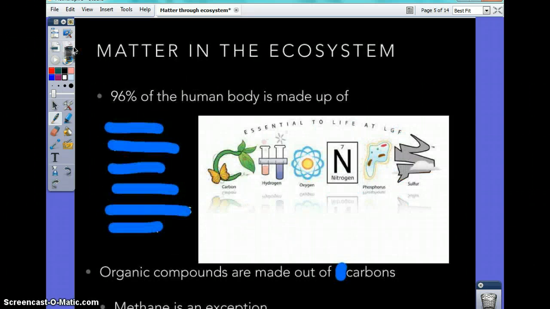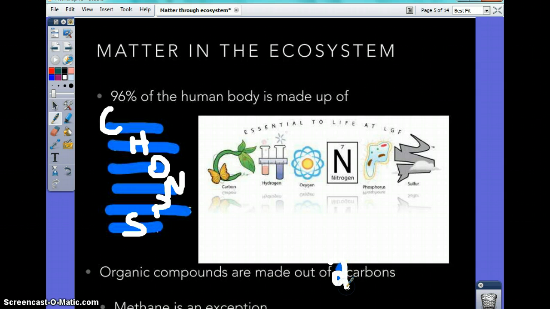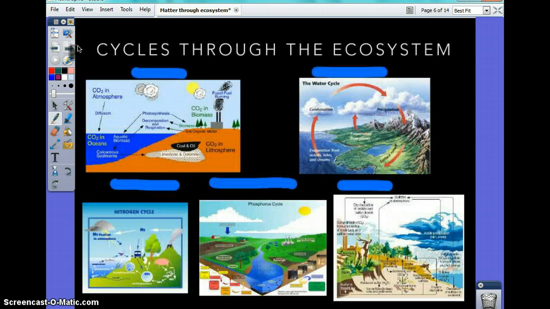Okay, so matter in the ecosystem is made up of CHONPS. What's CHONPS stand for? Carbon. And organic compounds are typically made up of how many carbons? And methane is the exception to that. And now these are just the cycles of matter. Which two elements cycle together? Hydrogen as the what cycle? There we go. So that's carbon, hydrogen, nitrogen, phosphorus, and sulfur. We'll get to those in a minute.